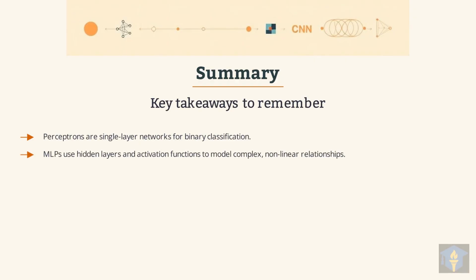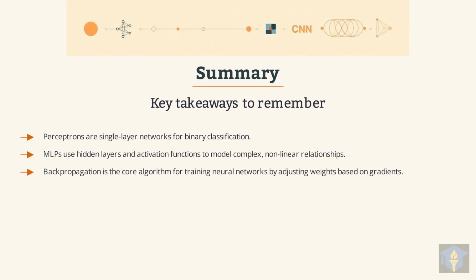Multilayer perceptrons, or MLPs, utilize hidden layers and activation functions to effectively model complex, non-linear relationships in data. Backpropagation is crucial. It's the core algorithm for training neural networks by carefully adjusting weights based on calculated gradients. Remember, optimization algorithms such as gradient descent, momentum, and Adam are key to guiding efficient weight updates during training.